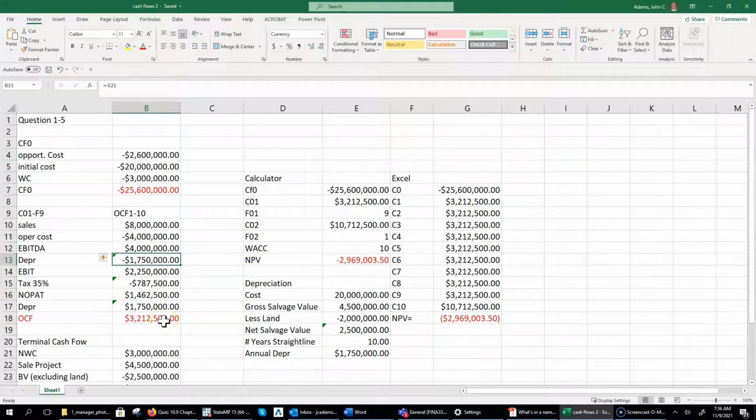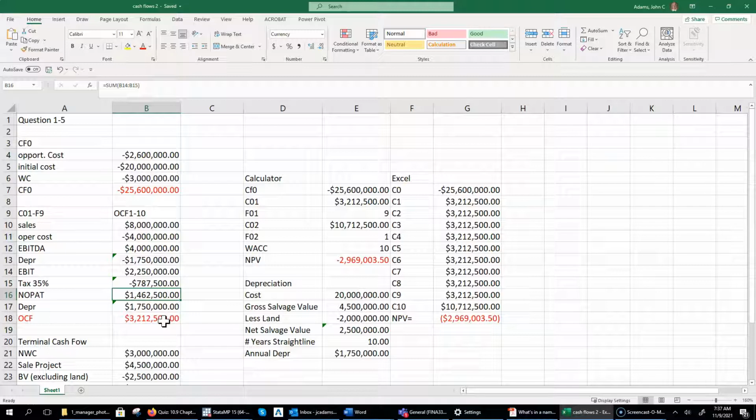So let's jump back over here to our estimating our operating cash flow. So there we have the depreciation charge per year, $1,750,000. Deduct that from our EBITDA. That gives us an EBIT, earnings before interest and taxes, of $2,250,000. We're going to pay taxes on that amount to the tune of 35%, or $787,500. And that gives us our NOPAT, net operating profit after tax.